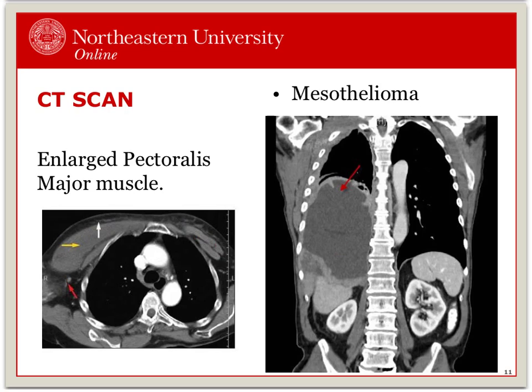Image 2 is a mesothelioma on a coronal CT scan. You can see a large tumor on the left side of the picture. The other lung is black, meaning it's tumor-free and filled with air.